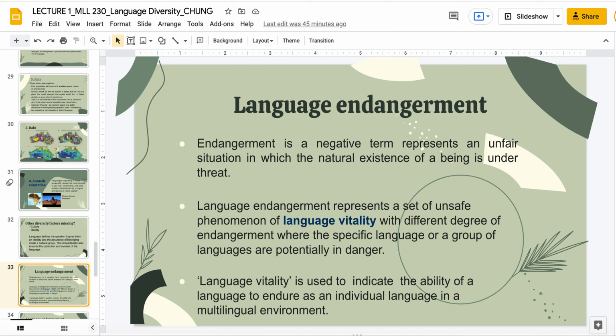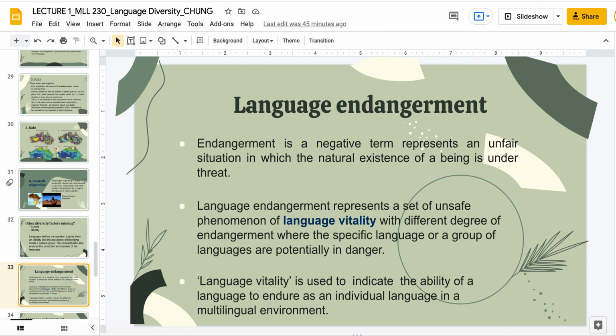So, endangerment represents an unfair situation in which the natural existence of a being is under threat. People like to relate this to biological species, right? Like the species of a certain plant is dying, or a rainforest is dying. They think linguistic language is along the same lines, right?